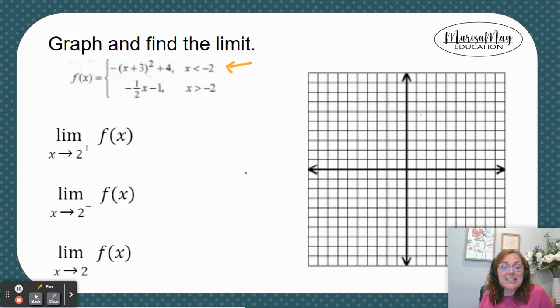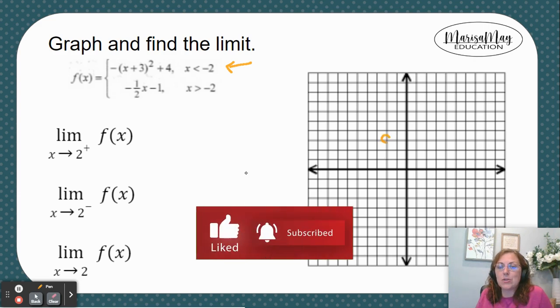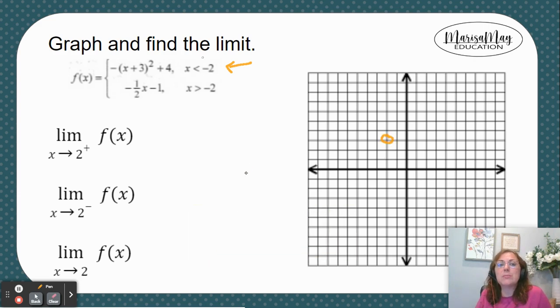When x is less than -2, we're graphing this parabola. I think it's important to start at -2. So I'm going to plug in -2, and it looks like at a y value of 3. So I'm going to plot (-2, 3), but I'm using an open circle. The reason I'm using an open circle is because there is no equal to underneath that inequality.